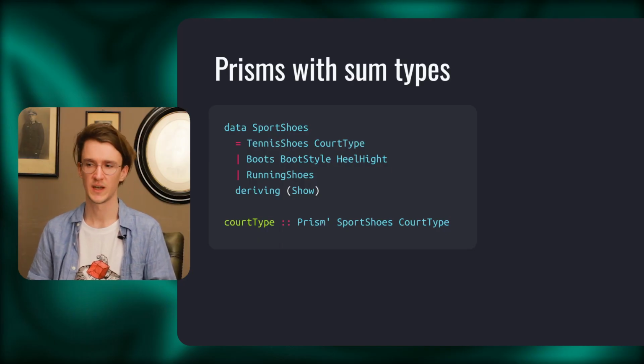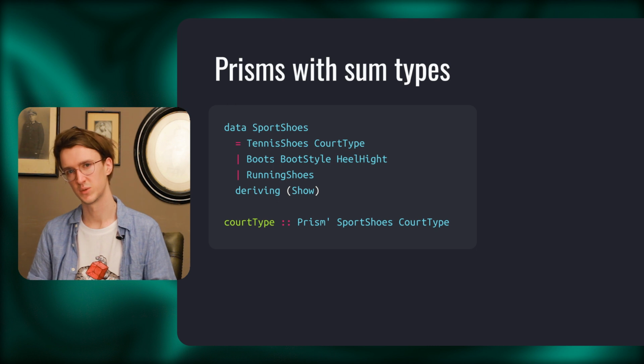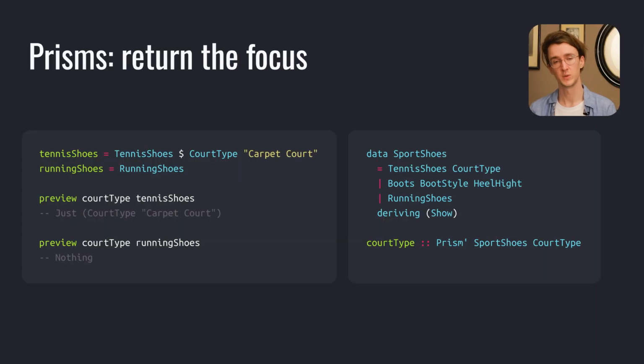Let's see how we can use prism to work with sum types. Imagine we have some data type and a prism. We have a data type SportShoe, and one of its constructors is TennisShoes, which takes a CourtType parameter. And the prism courtType goes from the SportShoe into the CourtType. We can use a prism to get the court type style out of the tennis shoes.